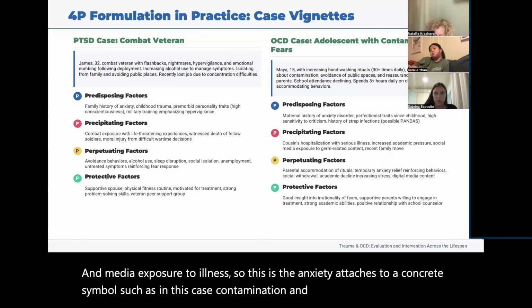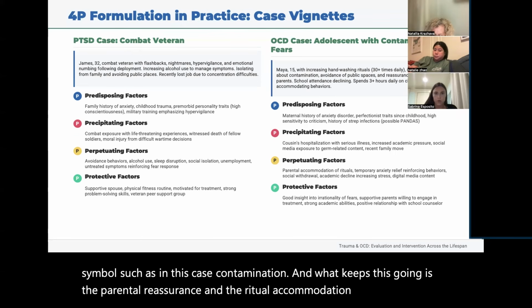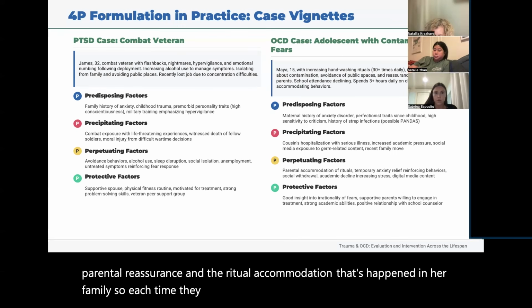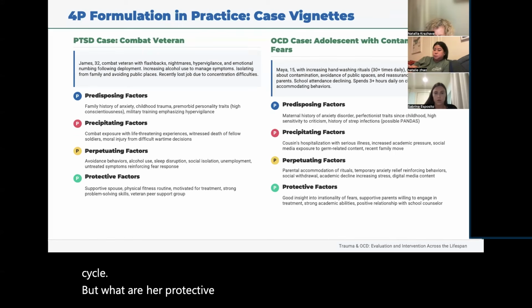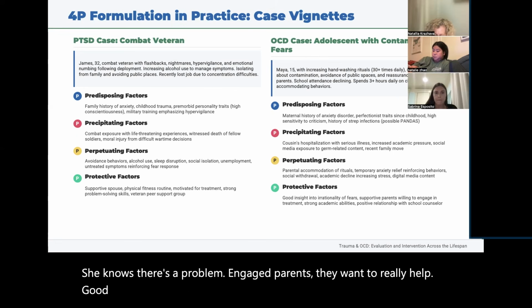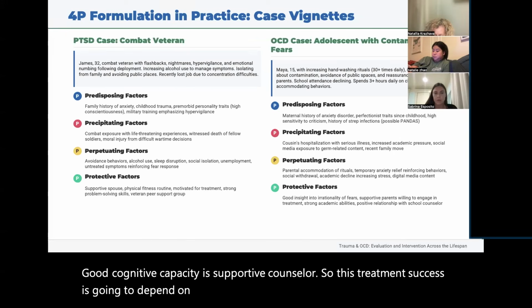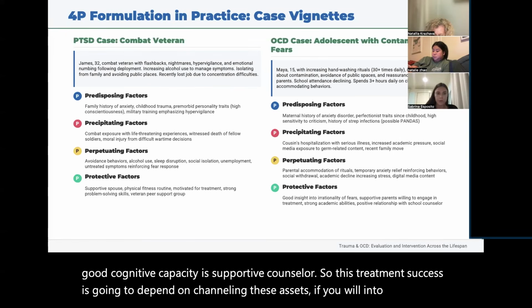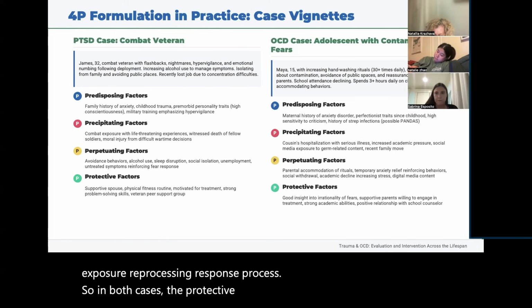What keeps this going is the parental reassurance and the ritual accommodation that's happened in her family. Each time they help, they unintentionally strengthen the cycle. But what are her protective factors? We can't negate those. High insight, she knows there's a problem. Engaged parents, they really want to help. Good cognitive capacity, a supportive counselor. So treatment success is going to depend on channeling these assets into some sort of exposure and response prevention process. In both cases, the protective factors are the hinge.